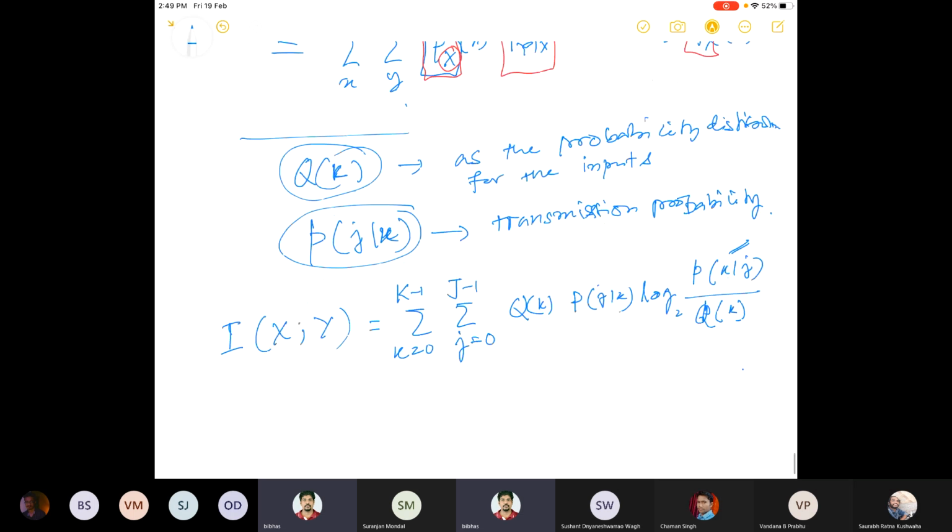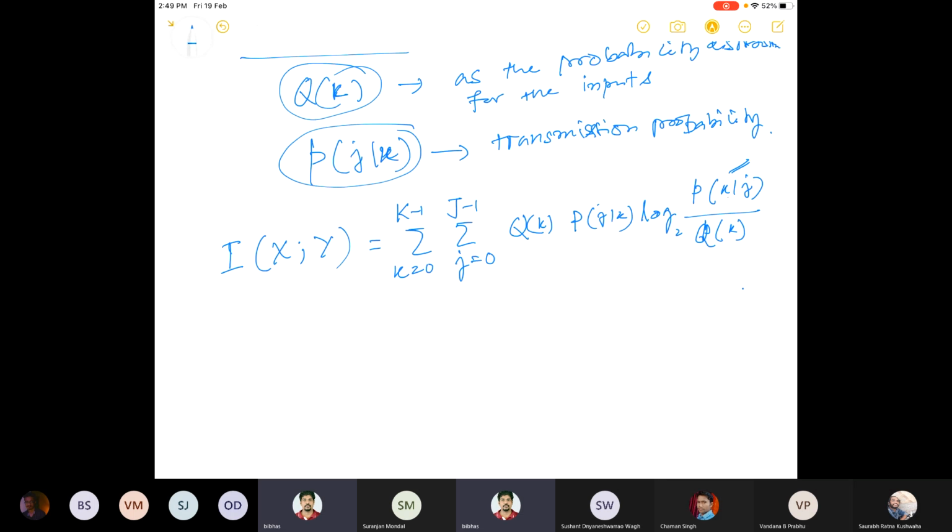Let's recall this notation. This is the input, and this is the output. If we know the probability distribution of this, let's say this is qk, and if we know the transmission probabilities, let's say p(j given k), then what can we say about the probability distribution of this random variable?